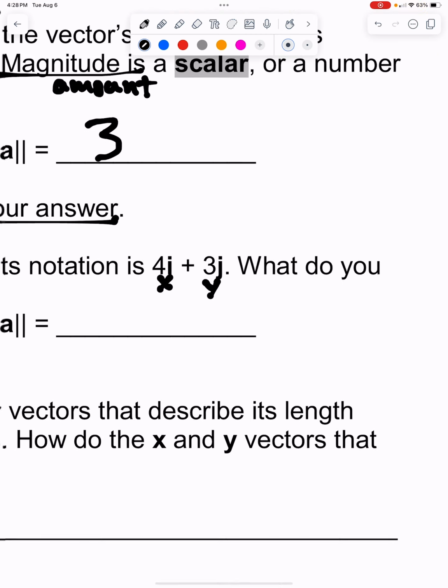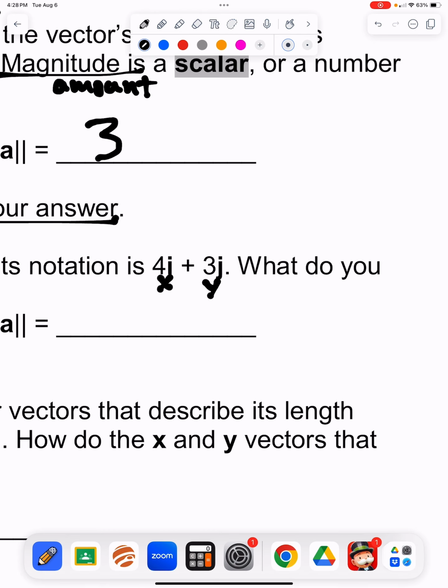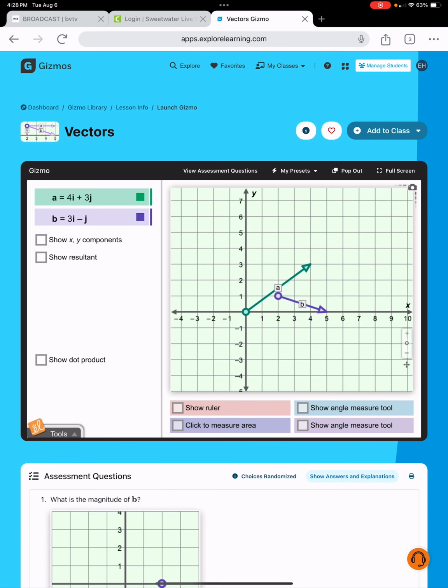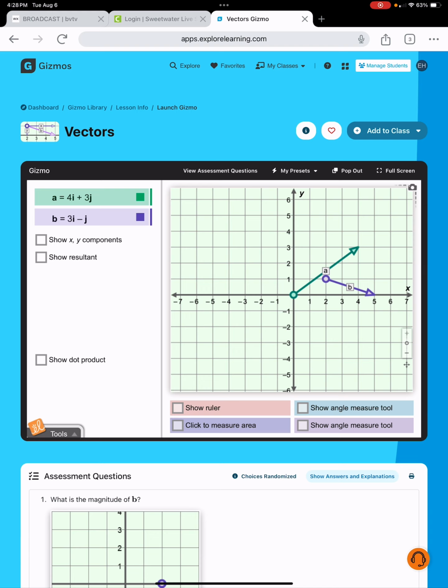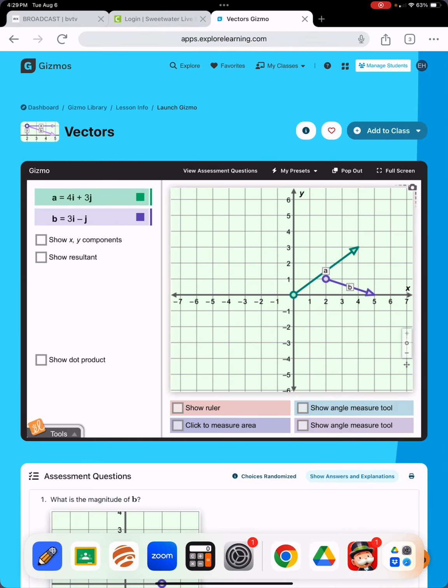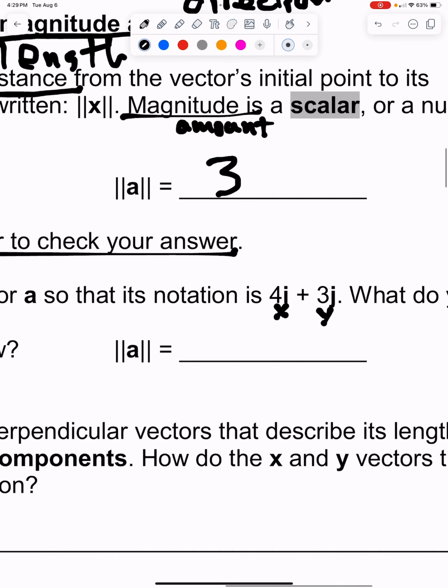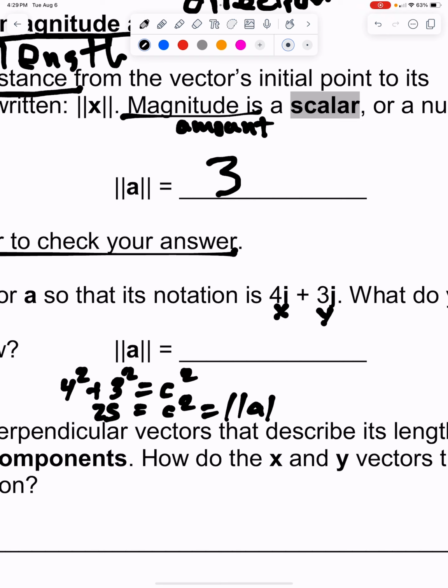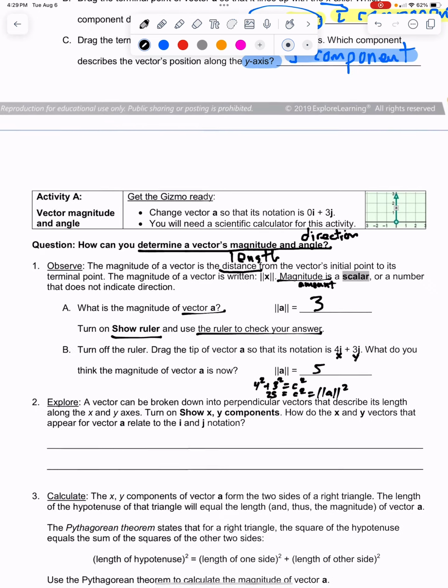Well, in this case, it's not in a straight line. It's in 2 dimensions. That means it has an x and y dimension. So what I'm thinking here is you're going to need to use the Pythagorean theorem. 4 squared plus 3 squared equals c squared. That would be 25 equals c squared. C would be the magnitude of A. And if I square root both sides, the magnitude of A would be 5. It's a 3, 4, 5 triangle.